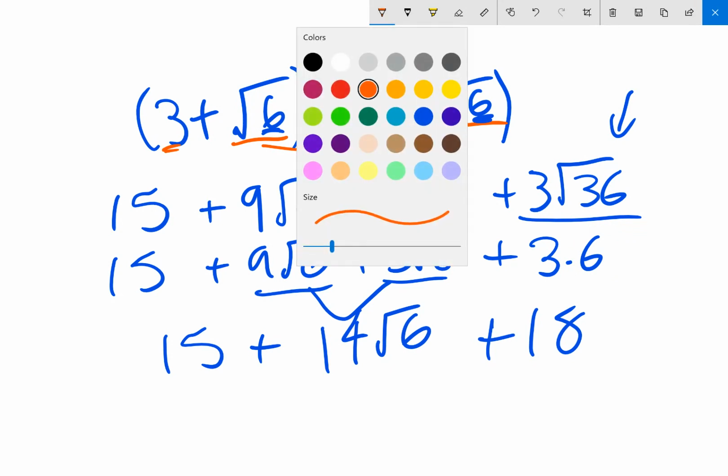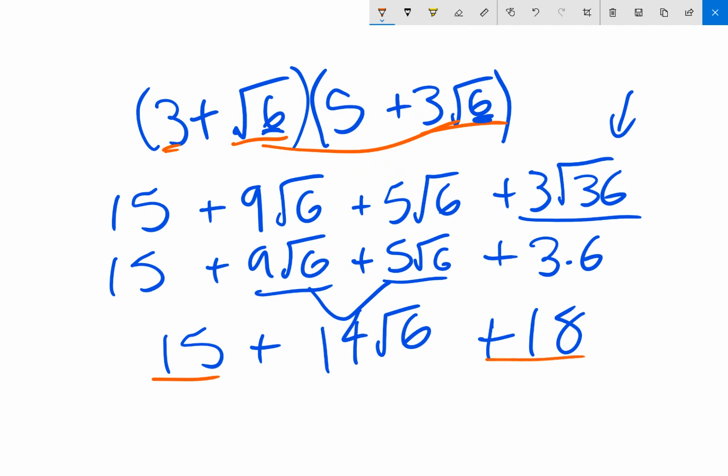So now all I got to do is combine some like terms. 15 plus 18, those can be combined. 15 plus 18 is 33. So we get 33, and then we can bring down the 14 square root of 6.